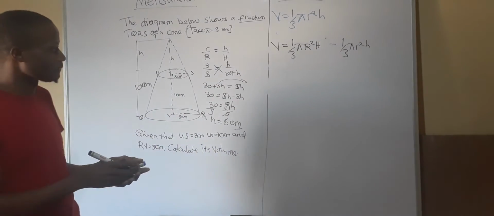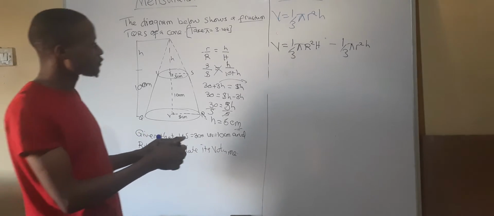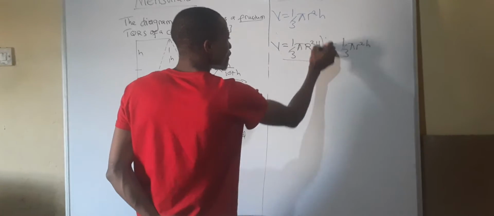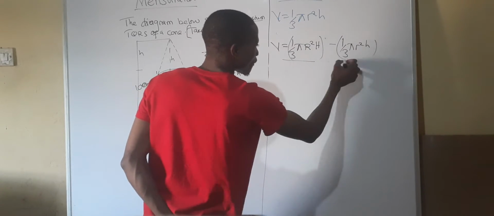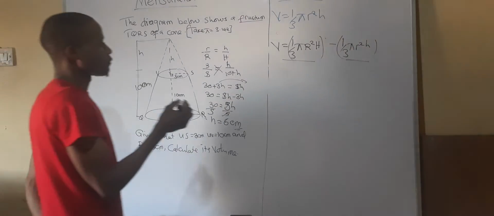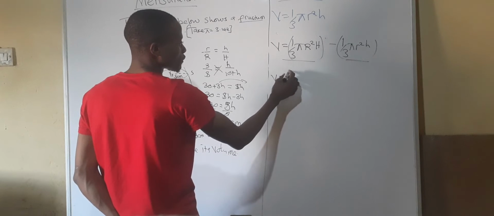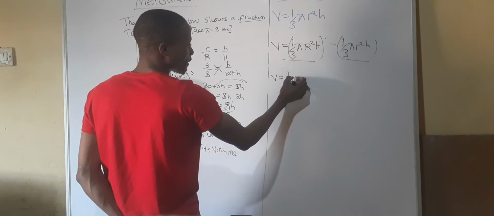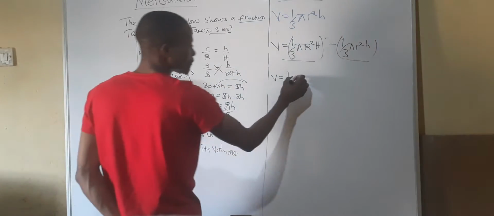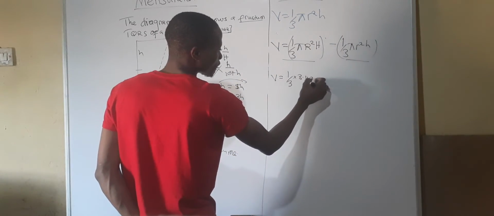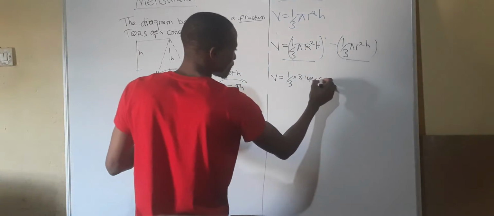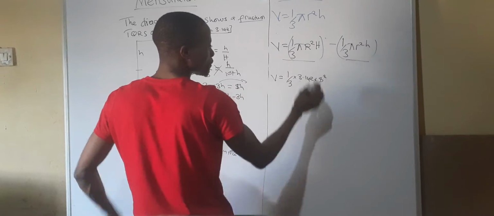the volume of the frustum. To find the volume of the frustum, we find the volume of the bigger cone minus the volume of the smaller cone. Now we need to start replacing the values there, which will give us volume is equal to 1 over 3 times pi, which is always given as 3.142, times the radius of the bigger cone, which is 8 centimeters. So 8 centimeters to the power 2, squared.